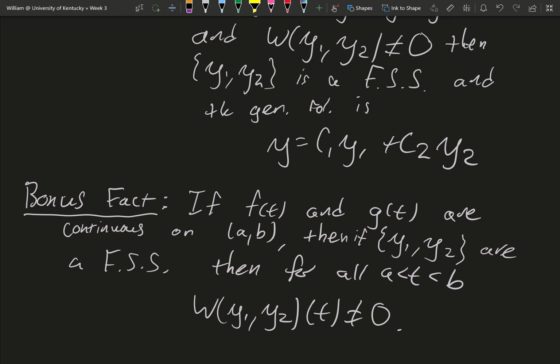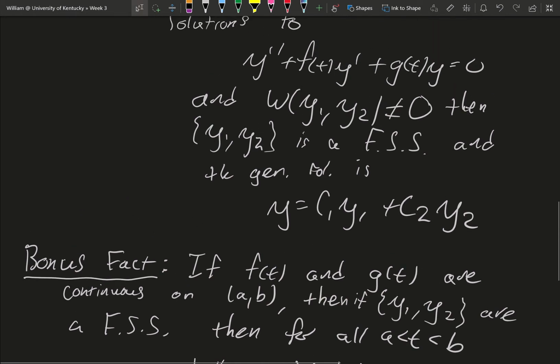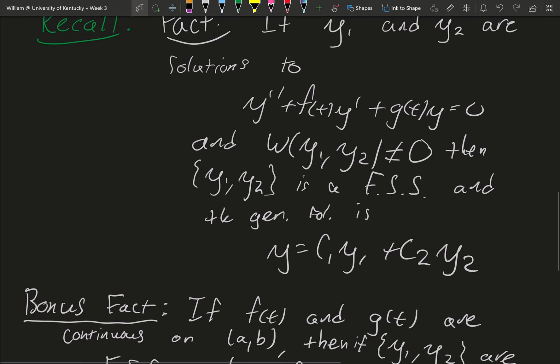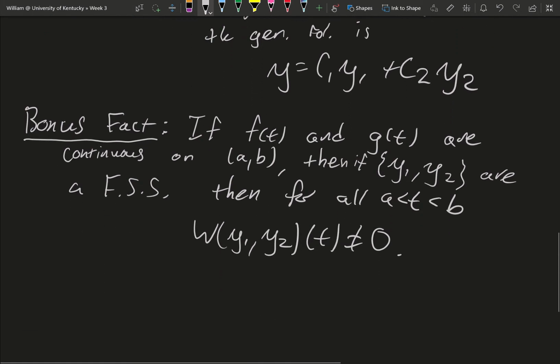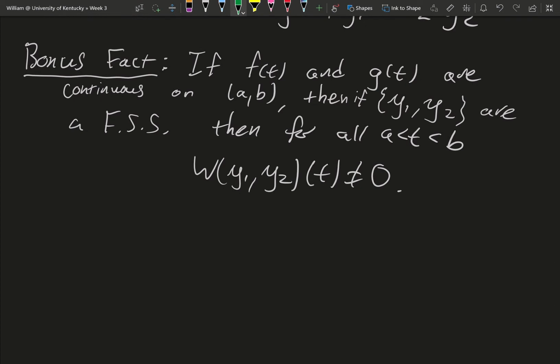Yeah, so this is a really useful fact. When you're computing Wronskians and doing this test, if you can plug in some value into f of t and g of t and you get 0 out, that means the Wronskian is always 0. So we can see a little bit more of what this means.